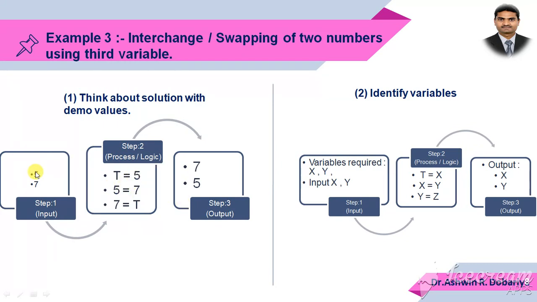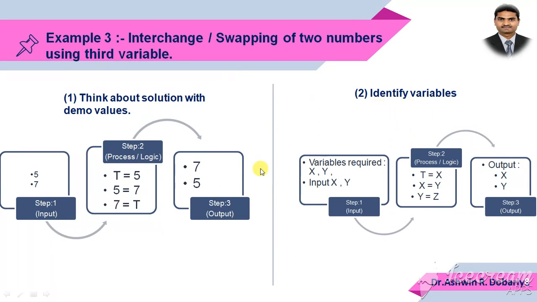Suppose 5 is the first number and 7 is the second number. First, we will store the first number in a temporary variable, then the second number will be assigned to the first number, and whatever the temporary variable value is will be assigned to the second number. So finally our output should be 5 becomes 7 and 7 becomes 5. This is the actual process of this program.